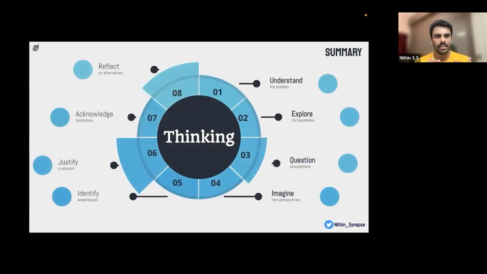So to conclude, thinking is a combination of all these. So we should understand the problem, we explore its boundaries, we question the assumptions, we imagine new perspectives and be more innovative, we identify the weaknesses by being more humble, and we justify a solution. We acknowledge a set of limitations we have, because we cannot always think straight. We will always have confusions and we will end up in chaos sometimes. So we should acknowledge our limitations and know that, okay, I have certain restrictions over here. How can we work around those restrictions? And we reflect on all the alternatives we have.